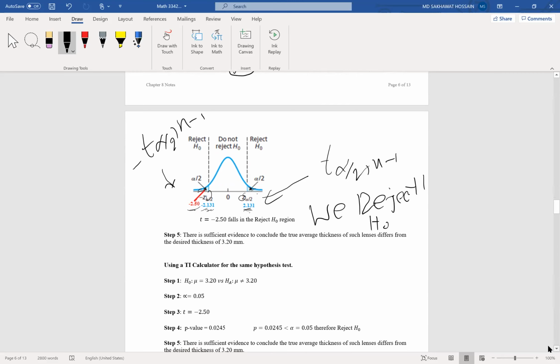If you look at this plot, you will see three different regions. Two of them are rejection regions since this is a two-tail test. The region in the middle is the acceptance region, where you do not reject null if your test statistics is between these two numbers. If your test statistics is outside this region, then you will reject. Negative 2.50 is less than negative 2.131, right? So this is on the left side of this number. That's why we reject the null hypothesis.